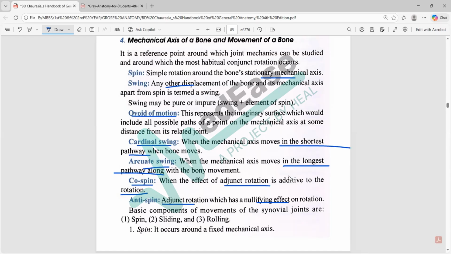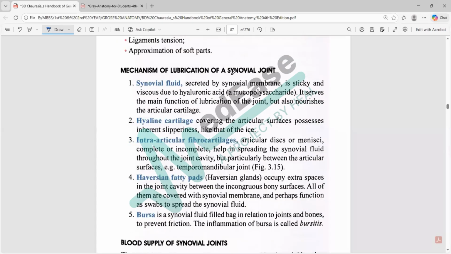Now, when we move to the synovial joint specific characteristic, we need to remember synovial joint will be containing a synovial fluid, which will be mainly containing the hyaluronic acid, and this will be providing the lubrication. Hyaline cartilage, which is the articular cartilage. Then we have the intra-articular fibrocartilages as well. Then we have the Haversian or the fat pads, which will be mainly occupying the extra spaces of the articular cavity and will be mainly enclosing the joint.